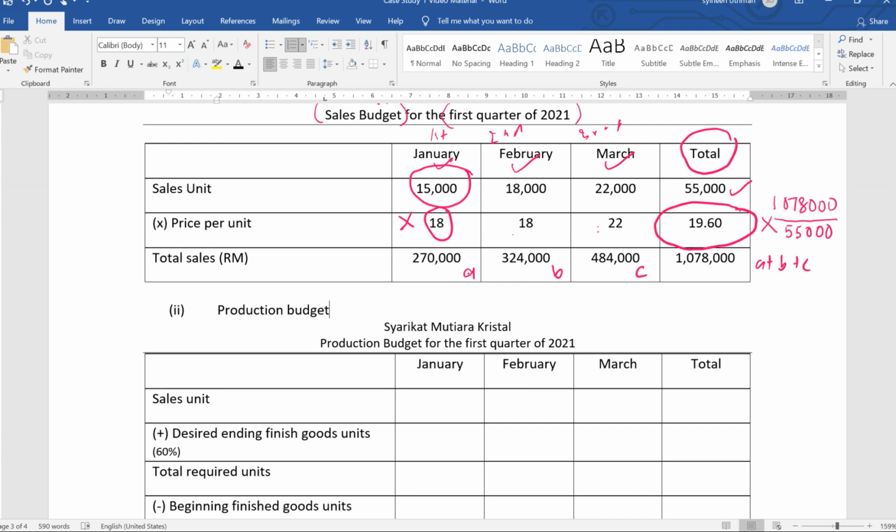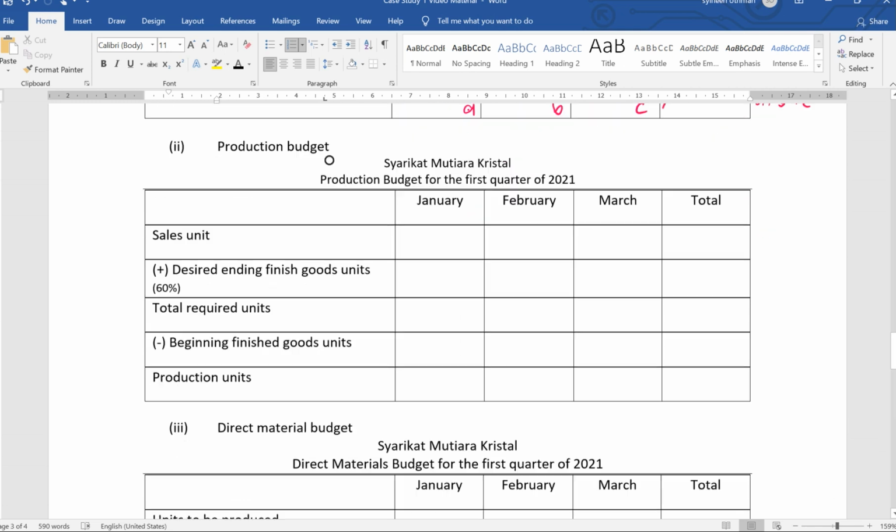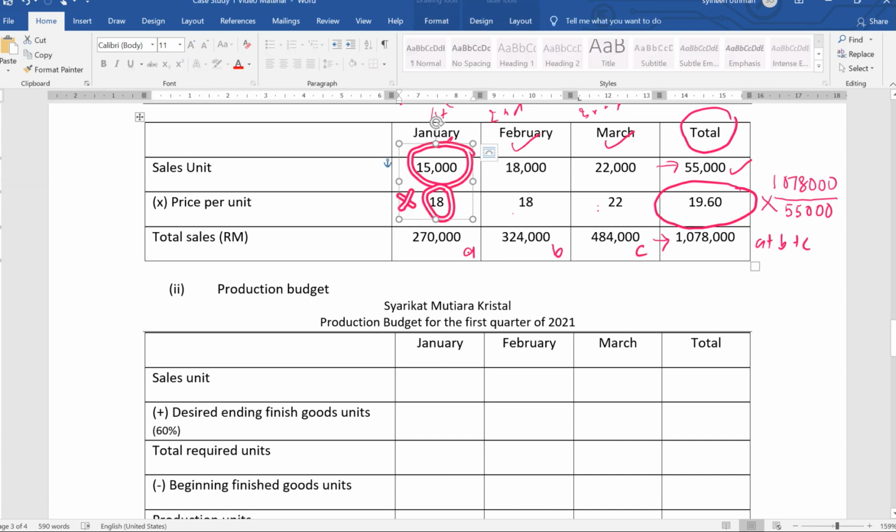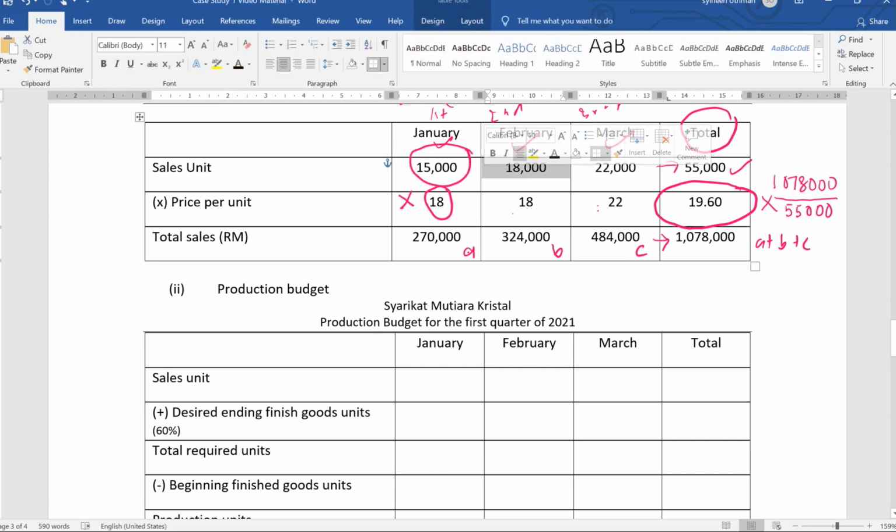So unit jualan yang kita ada ialah 55,000 unit, tapi jumlah jualan ialah 1,78,000. So harga purata untuk satu ialah 1,78,000 bahagi 55,000 unit. So kita akan dapat RM19.60. Okay, alright, so that is for the sales budget. Okay, so kita dah ada sales unit dekat atas ni. Alright, so you have all your sales unit.